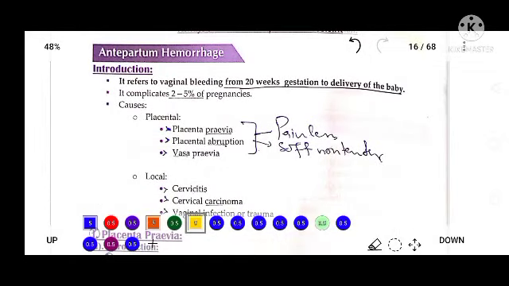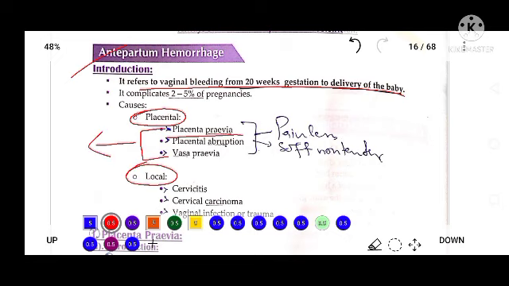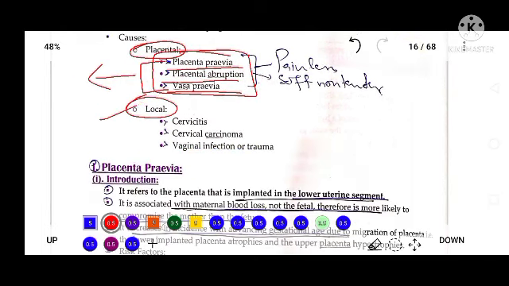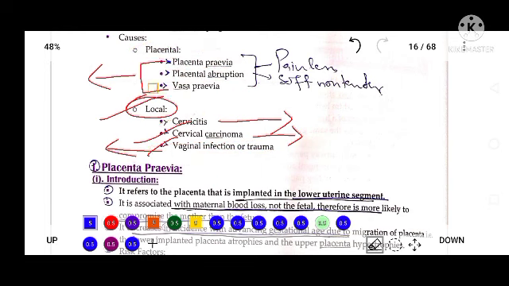Now, antepartum hemorrhage. Antepartum hemorrhage is a condition in which bleeding occurs before 37 weeks of gestation. That has very dangerous consequences, and there are multiple causes of vaginal bleeding from 20 weeks of gestation until the delivery of the baby. Now, causes are placental causes and local causes. Placental causes are three: placenta previa, placental abruption, and vasa previa. We will discuss what these are. The local causes are cervicitis, inflammation of the cervix, cervical carcinoma, vaginal infection, and trauma, which can trigger antepartum hemorrhage.